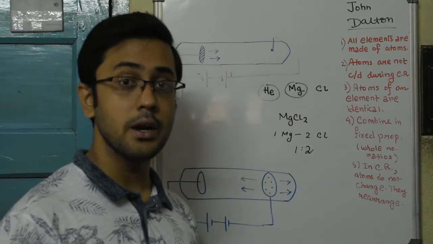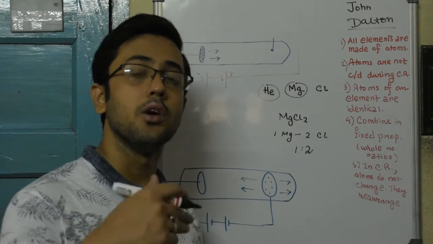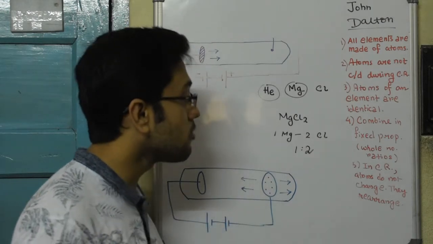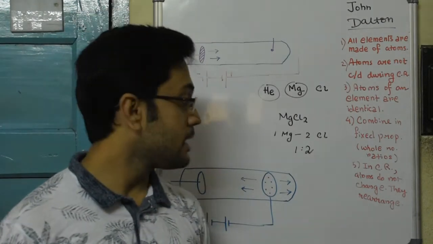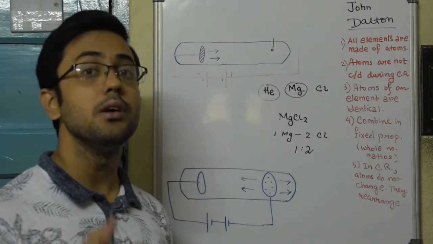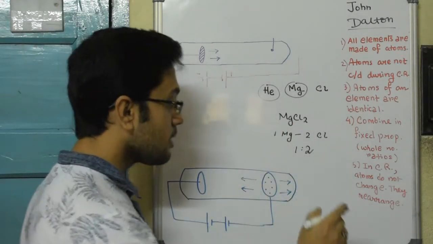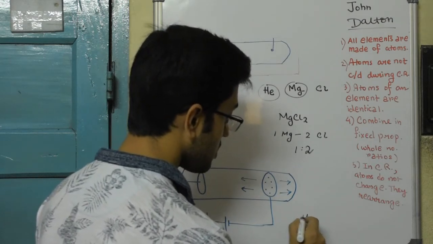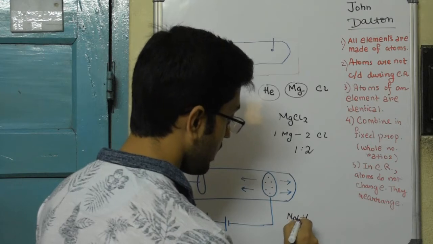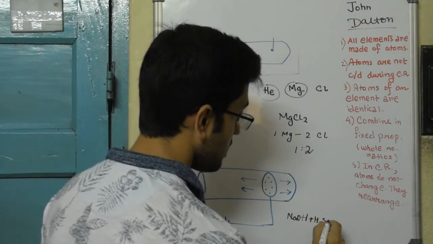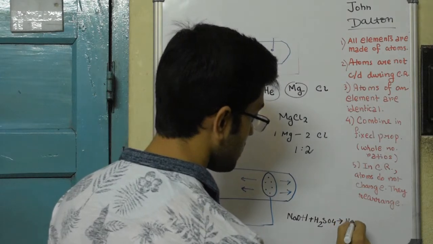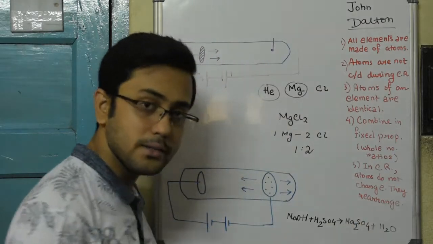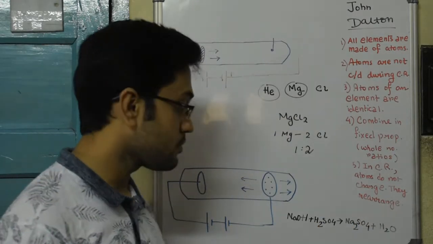Similarly, if you take sodium chloride, one atom of sodium will combine with one atom of chlorine everywhere. Finally, the fifth postulate of Dalton was that in chemical reactions, atoms do not change, they simply rearrange. So suppose you are carrying out this chemical reaction of NaOH plus H2SO4 such that it gives you Na2SO4 plus H2O. I have not balanced the reaction.